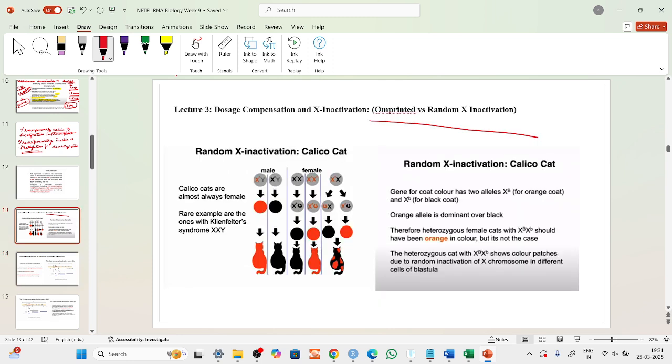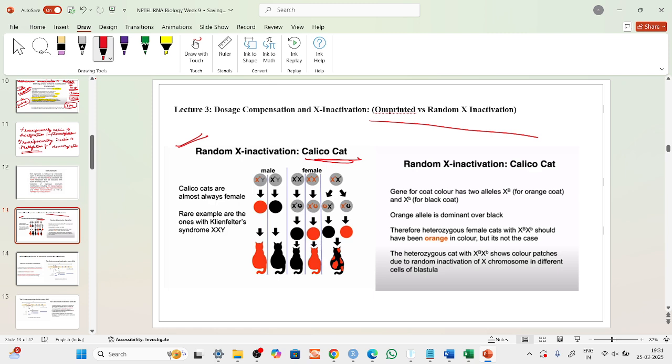So here we come to study random X chromosome inactivation. To study random X chromosome inactivation, we have a very good example: calico cats. These calico cats are almost always females.